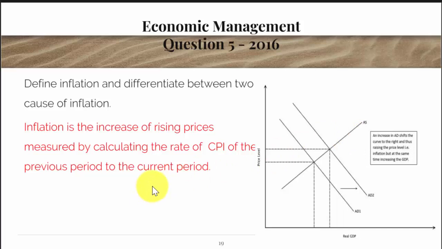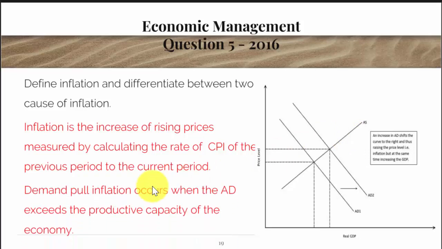Okay, now that I've talked about inflation, I'm now going to talk about the first type of inflation. That's demand pull inflation. That's where the productive capacity is exceeded by more buyers in the market, which pushes up demand, and you can see here that we've then got a higher price at an increased output.